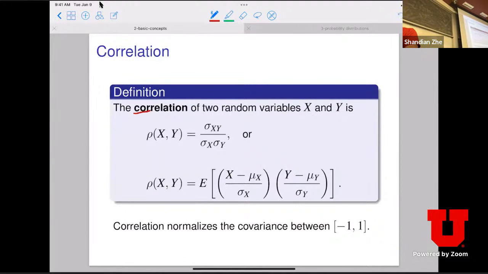Then based on the covariance, we can define the correlation of two random variables. This is a kind of normalized covariance. You divide the covariance by the standard deviation of each random variable, so you can normalize them between -1 and 1. So that you can compare a bunch of random variables, x1, x2, x3, and so on. You can calculate the pairwise correlations and know which random variables are more correlated with each other.